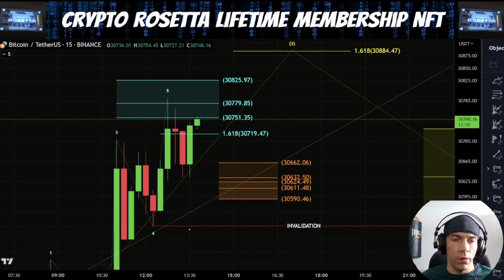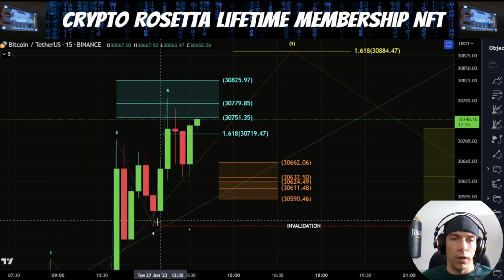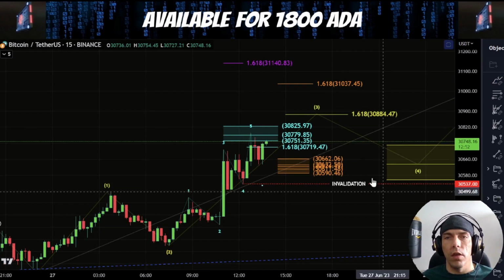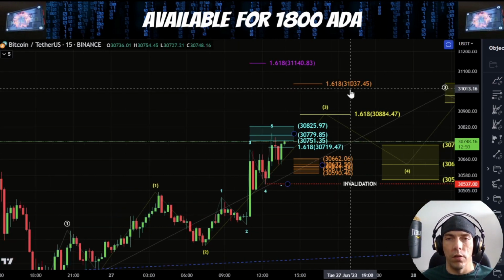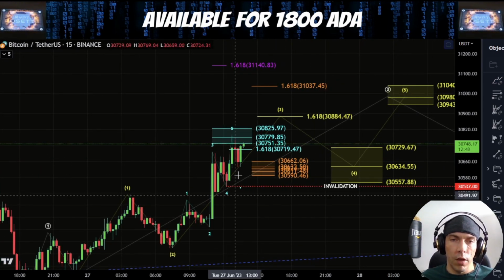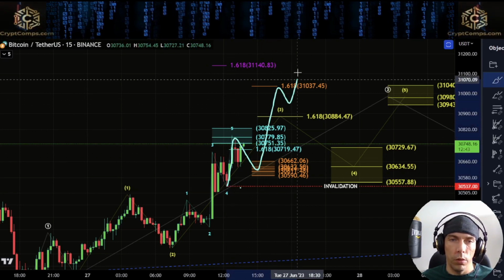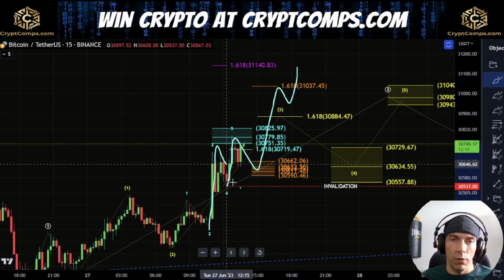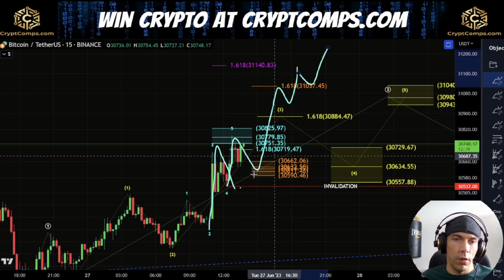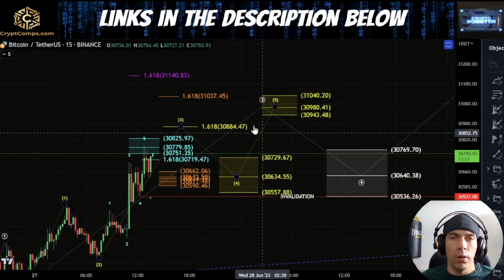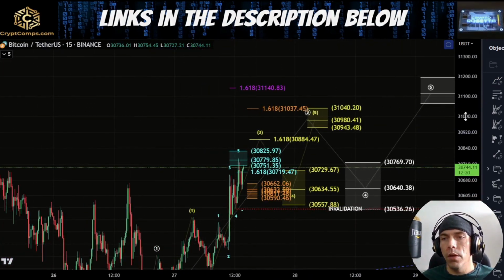Now, if this is the case and we are having extension like this, where this becomes another 1 and a 2 here, what we could actually see is a push up towards this 31,037 level, in which case what we'd then have is that this would be 1, 2, 3, we'd look for a 4th and a 5th, and then we'd have extension from here. This would become a 4th and a 5th, and we'd actually be looking to push up a lot higher in this way.